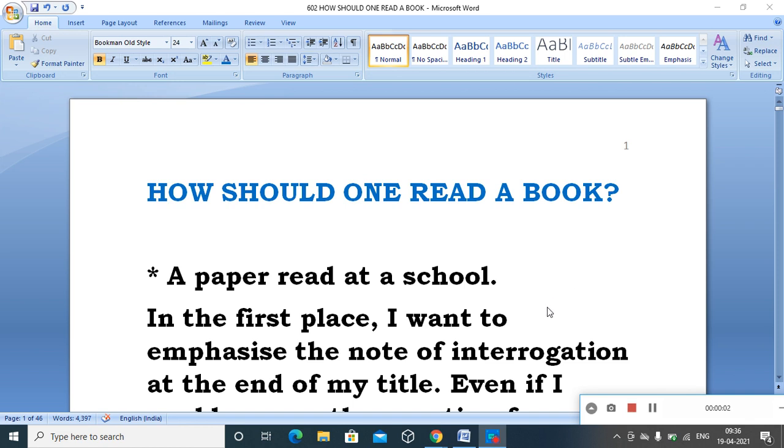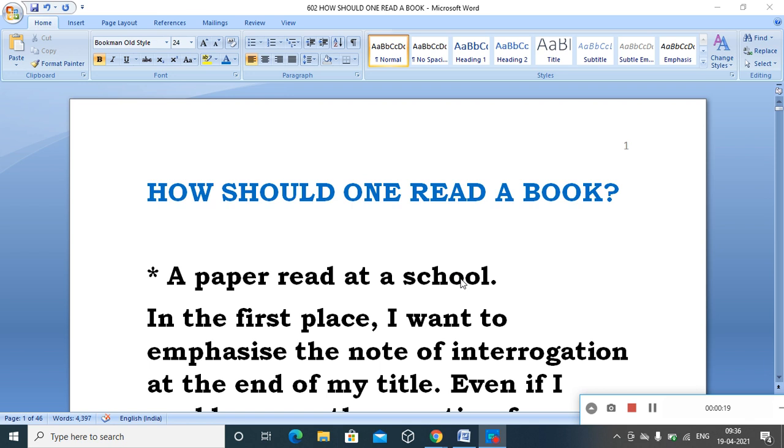Good morning, everyone. Today we are going to deal with the essay in the BAEN 602 Modern Literatures paper: "How Should One Read a Book?" by Virginia Woolf. That is the title of the essay.